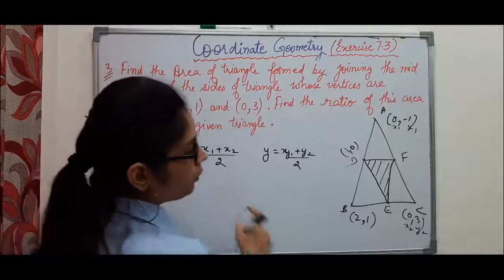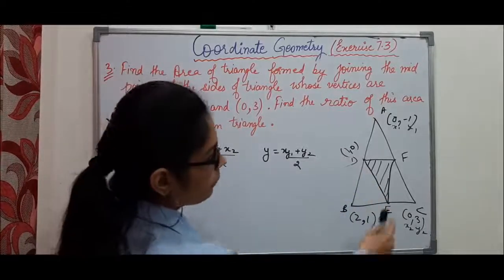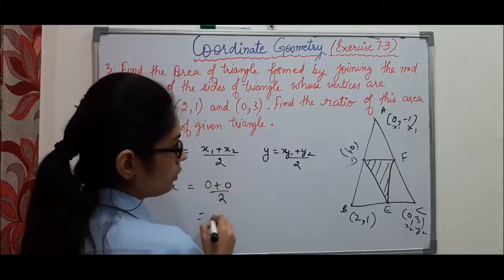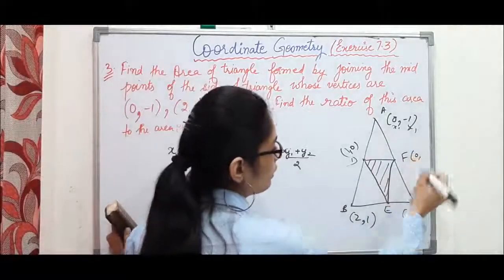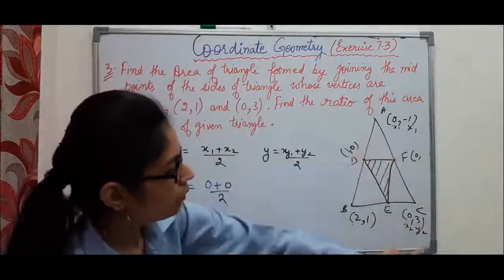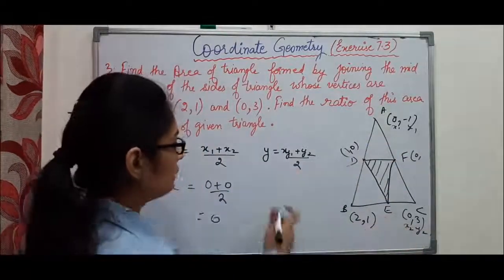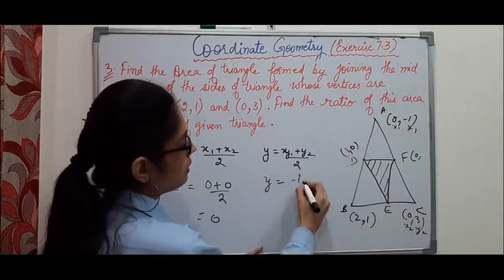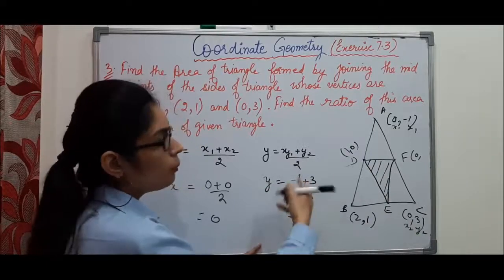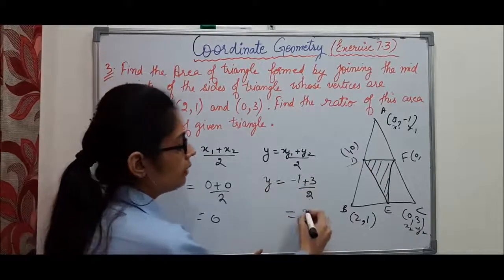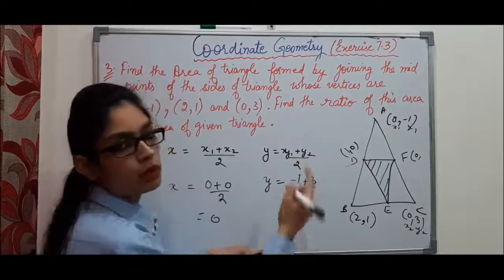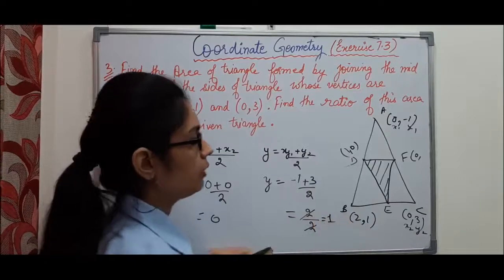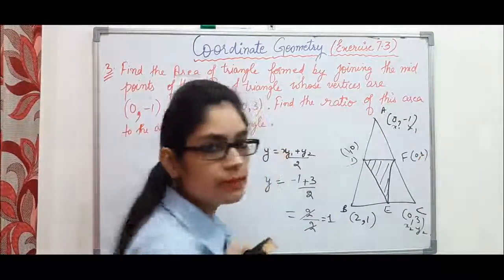x1 plus x2 upon 2. So when we are finding the x coordinate, 0 plus 0 upon 2, it will give us 0. So x coordinate of F point, it is 0. You can see x1 is 0 and x2 is also 0. Now let's find the y coordinate. y1 it is minus 1, y2 it is 3 plus 3 upon 2. So minus plus is minus, so 3 minus 1 it will be 2 with a positive sign, because bigger number it has positive sign. So 2 upon 2, 2 and 2 it will get cancelled, so I got 1. So the coordinates of F point is 0, 1.